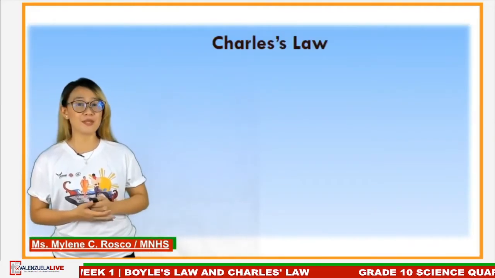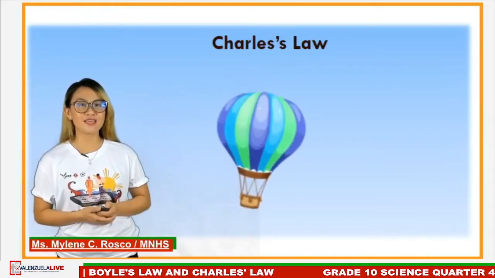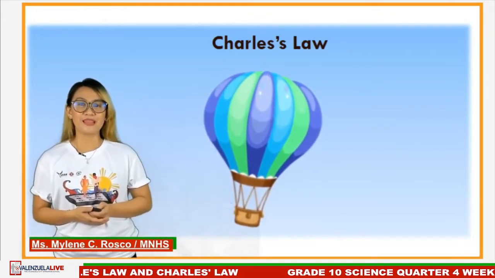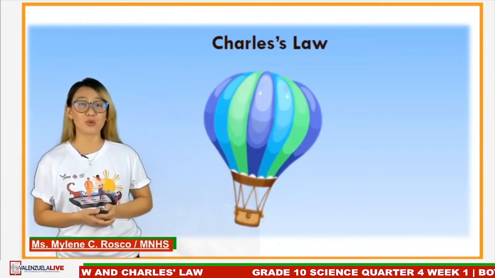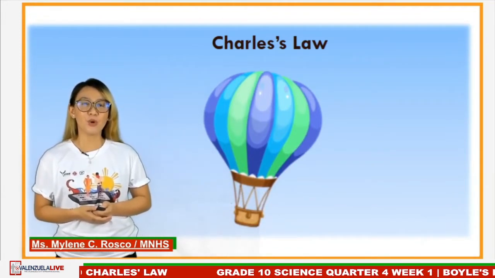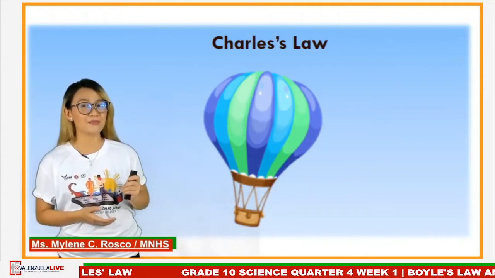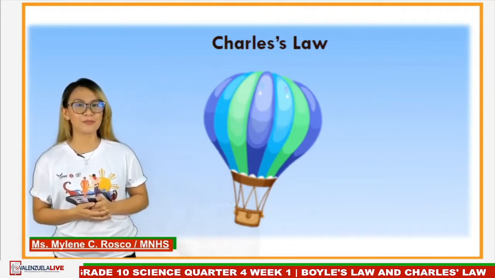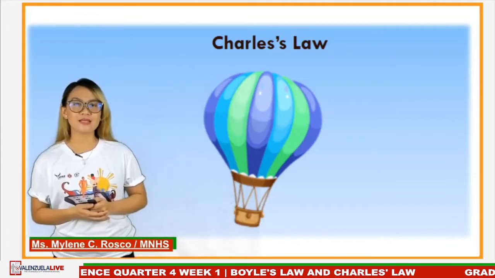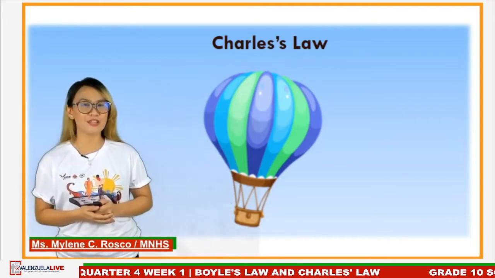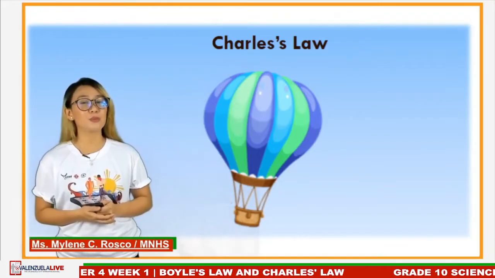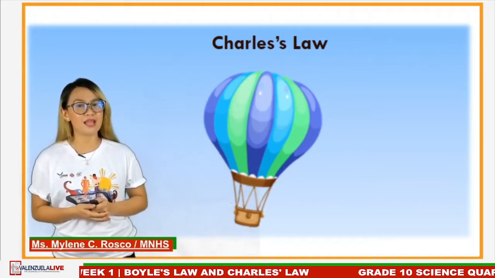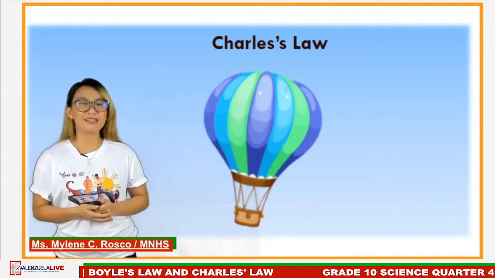Now, here are real-life examples of Charles' law. First is a hot air balloon. The gas law that explains how hot air balloons work is Charles' law. In order to make a hot air balloon rise, heat is added to the air inside the balloon. Adding heat causes molecules to move further away from each other. The air inside expands. When this happens, the total density of the balloon and the air inside decreases. When the density of the balloon decreases to be less than the density of the outside air, the balloon rises.